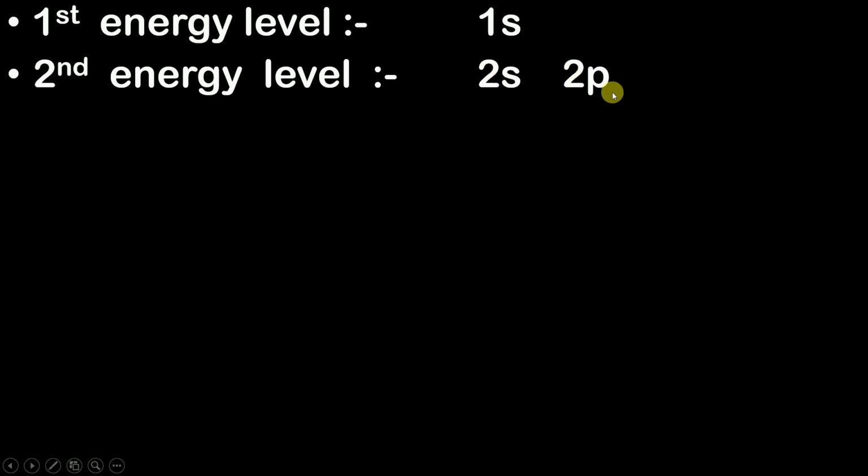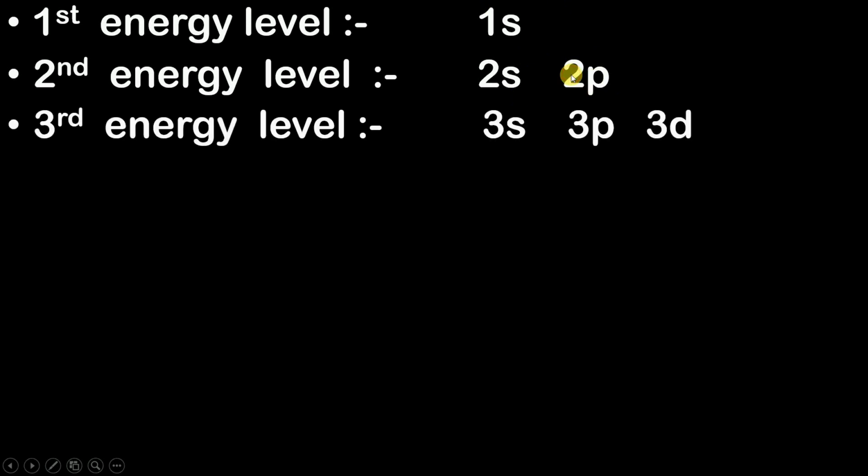Here if you observe carefully, in the second energy level the P subshell gets added. Initially in the first energy level there was no P subshell. Similarly, in the third energy level there are S, P and D subshells. Since these S, P and D are present in the third energy level, I have written them as 3s, 3p and 3d. Here one thing you need to observe is that the D subshell is getting added.